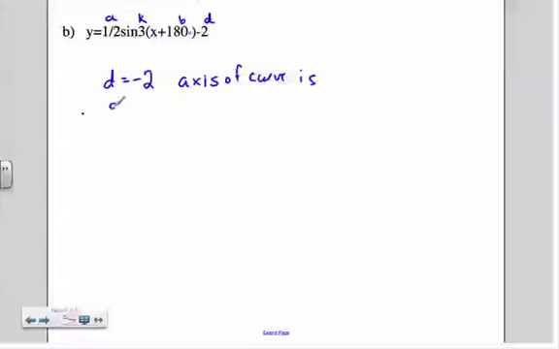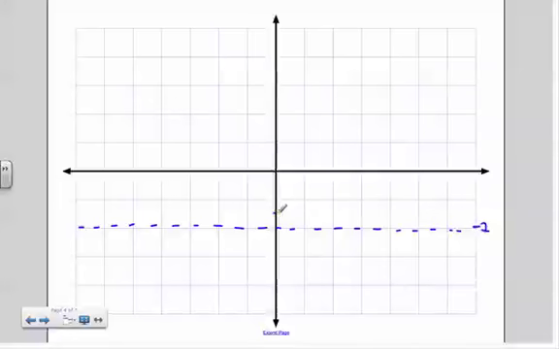Next thing I'm going to look at is my amplitude. In this case, amplitude is 1/2. So that means from my axis of curve, I'm going to go up 1/2 and down 1/2. So I kind of mark my floor and my ceiling. So -1.5 is my highest point, and -2.5 is going to be my lowest point. So this is going to be a fairly squished curve.